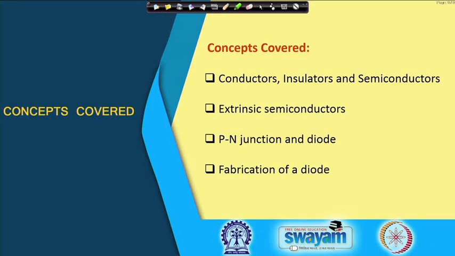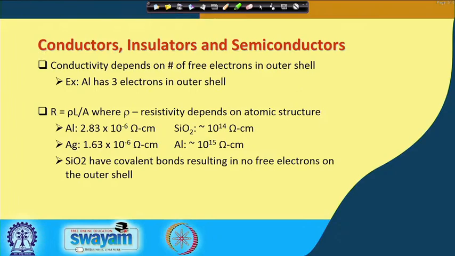The concepts that will be covered today are primarily the very basic ones. We will start with conductors, insulators, and semiconductors, and look at what semiconductors are and how they are different from conductors and insulators. We are then going to talk about extrinsic semiconductors, then move on to the p-n junction and diode, and finally the fabrication of a diode. Those are the main topics under this module. With that, let us move on to the next one: conductors, insulators, and semiconductors.